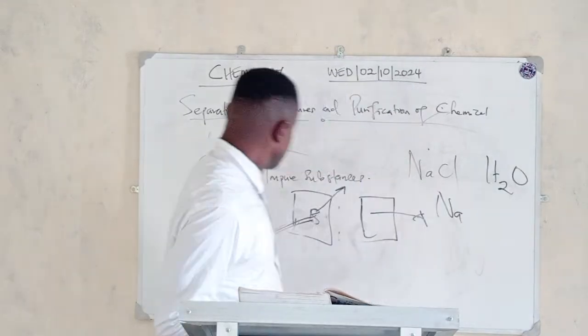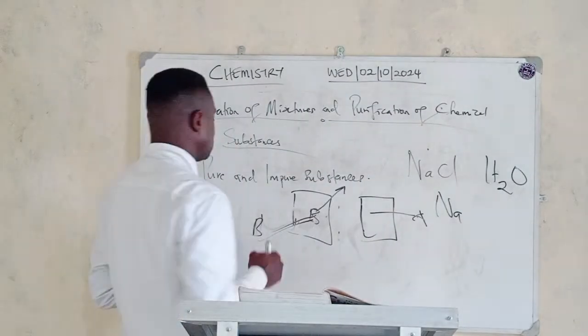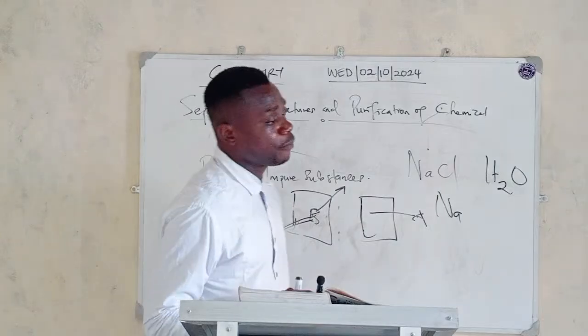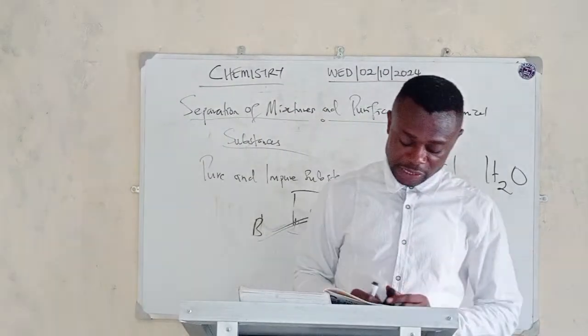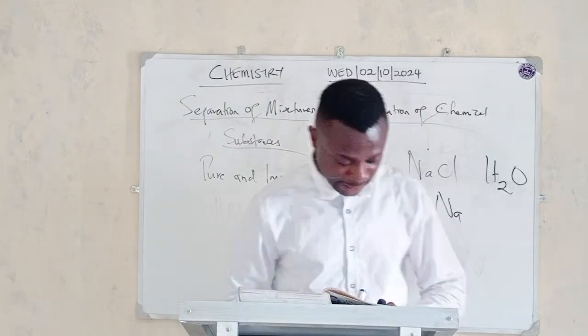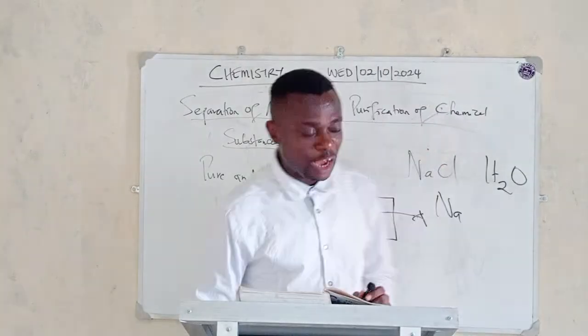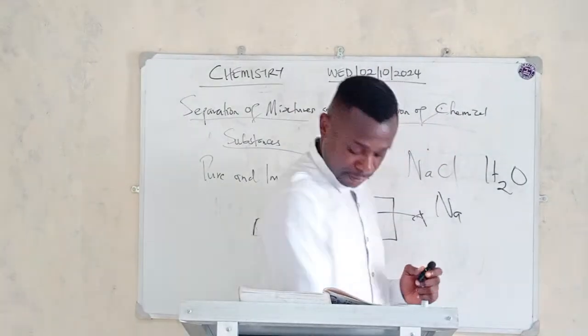Good. So we've treated pure and impure substances. We have also treated the boiling point and melting point as criteria for test for purity of what? Substances. Now the next topic I want us to talk about.